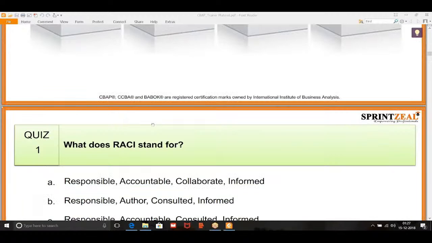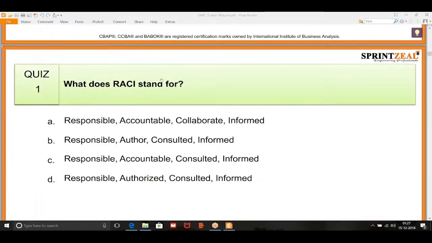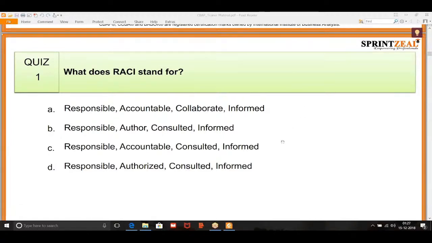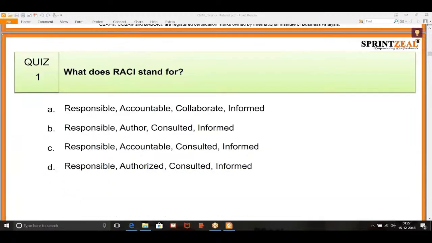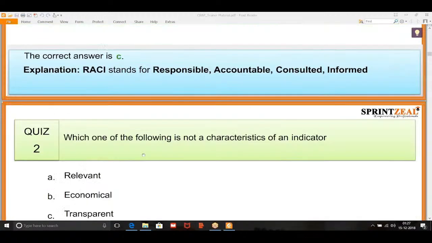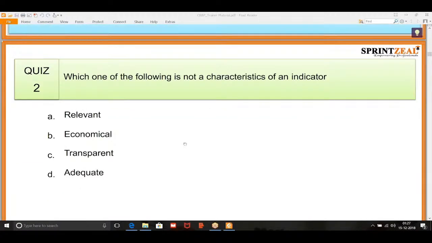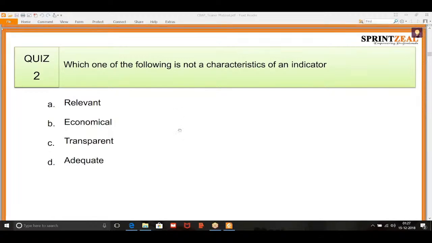So I think we know this. Which one do you think it should be? Responsible. C, responsible, consulted, informed. That's correct. Which one is not a characteristic of an indicator? I would say transparency. Correct. You're correct.